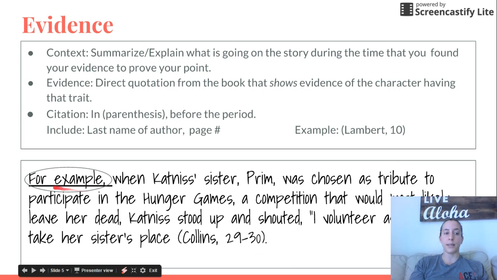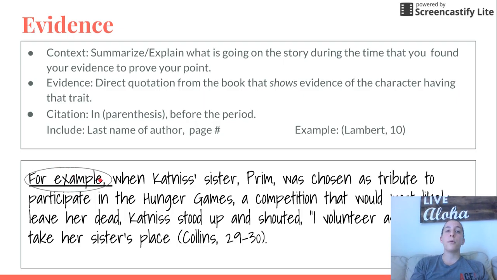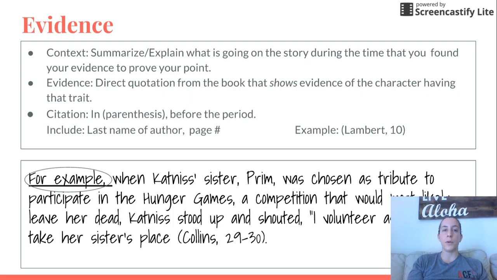Oh, very important, I started with a transitional phrase. I actually put an underline in your rectangle for your evidence so that you can start with a transition word as well. We're going to give you a list of transition words to help you include them into your paragraphs.